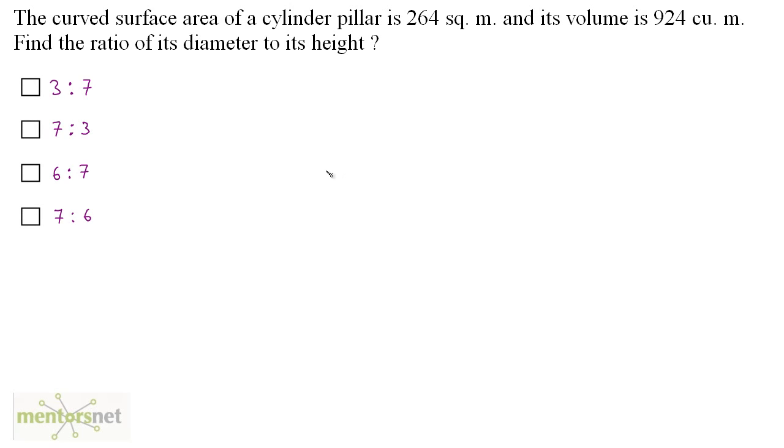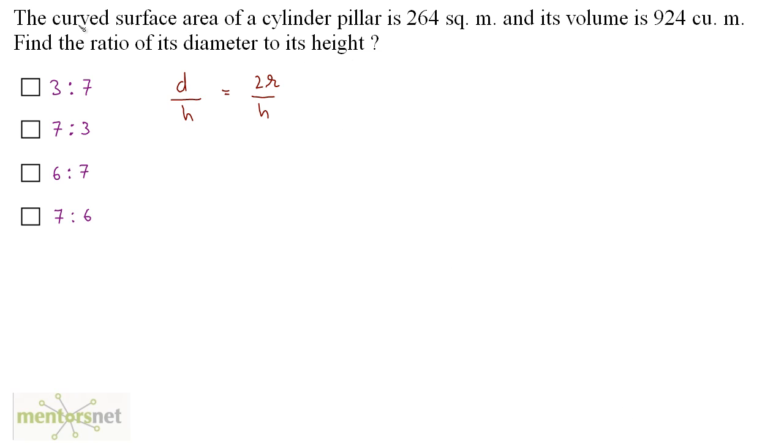The curved surface area of a cylinder pillar is 264 square meters and its volume is 924 cubic meters. Find the ratio of its diameter to its height. So we have to find the ratio of the diameter to its height. So this is basically equal to 2 times r upon h. Right? Let us keep it as it is. We have to find the radius and the height.